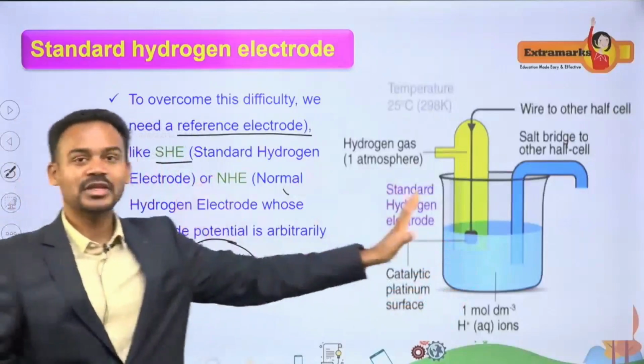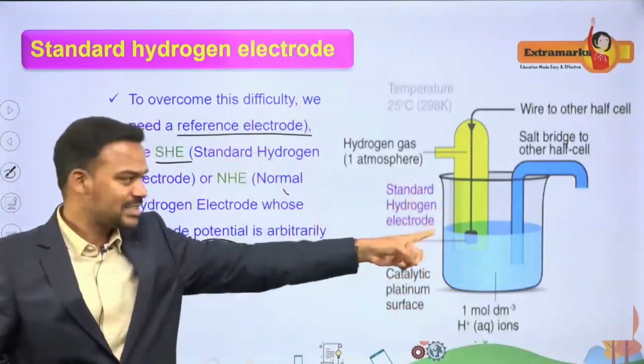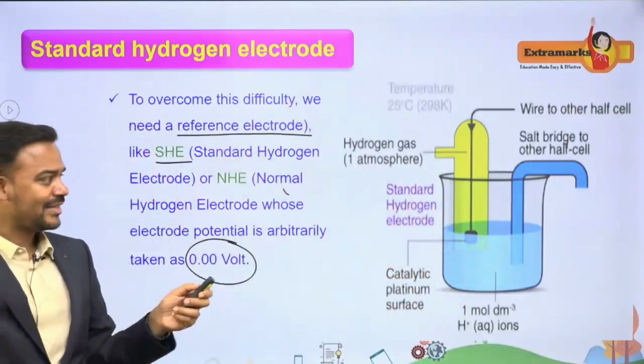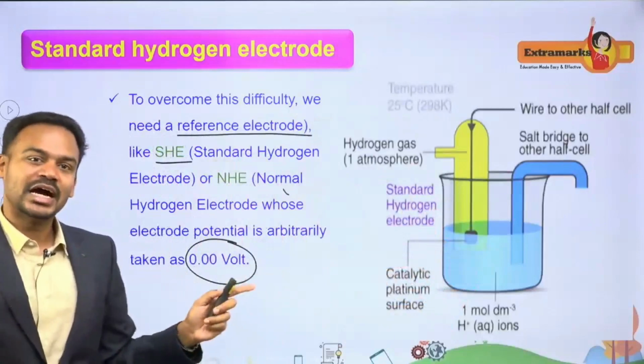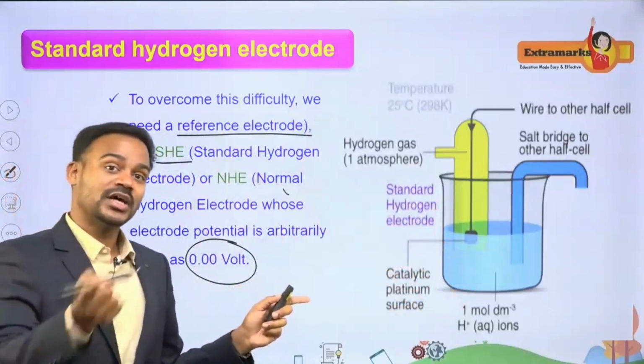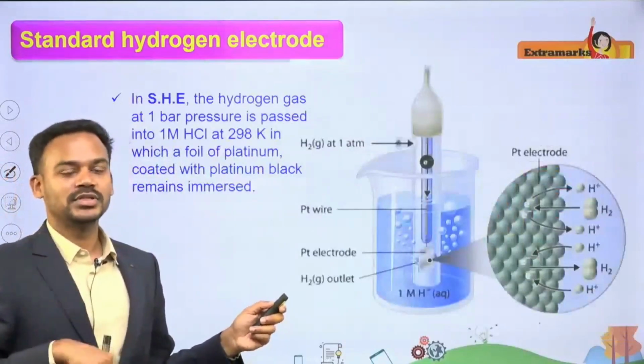So we have made one of them 0. That 0 is nothing but the standard hydrogen electrode. We are going to take the help of this half cell to measure the electrode potentials of the other half cell. That is the use of this.